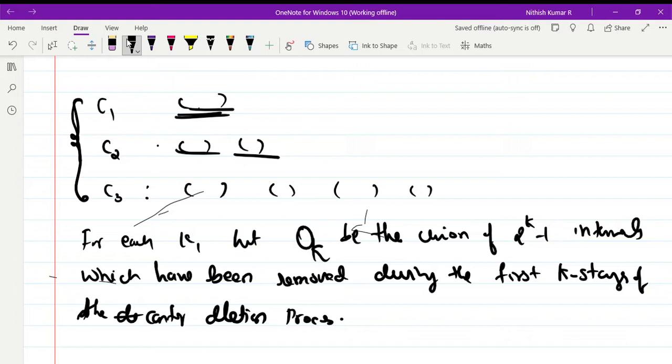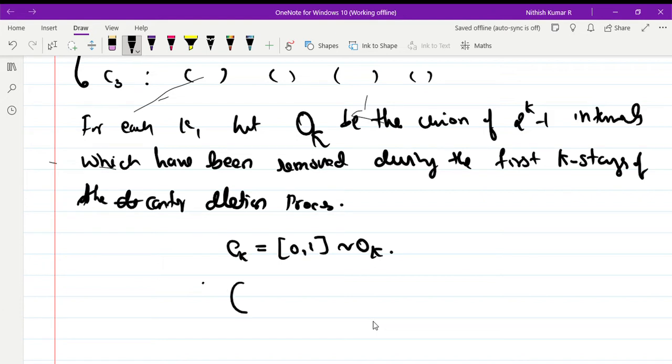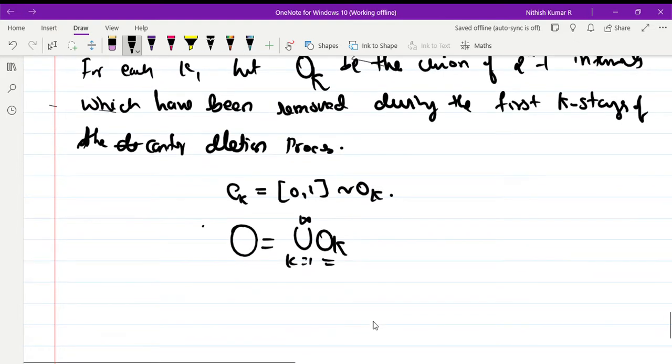So thus our Ck is nothing but the closed interval [0,1] minus O_k. You can observe this. Now define O as the union of O_k, k ranges from 1 to infinity. Now O_k is a union of open intervals, hence an open set. So this O is an open set.